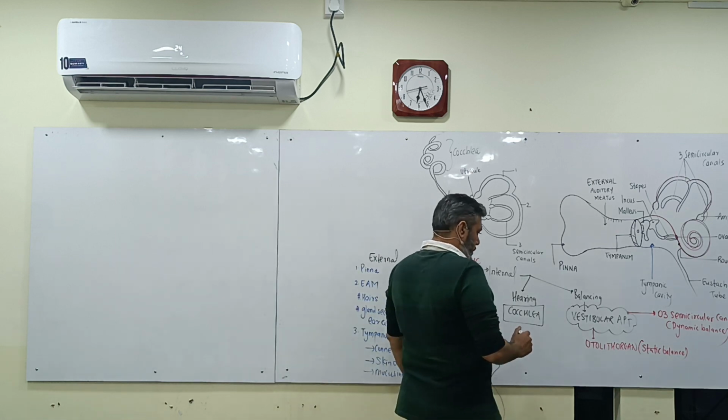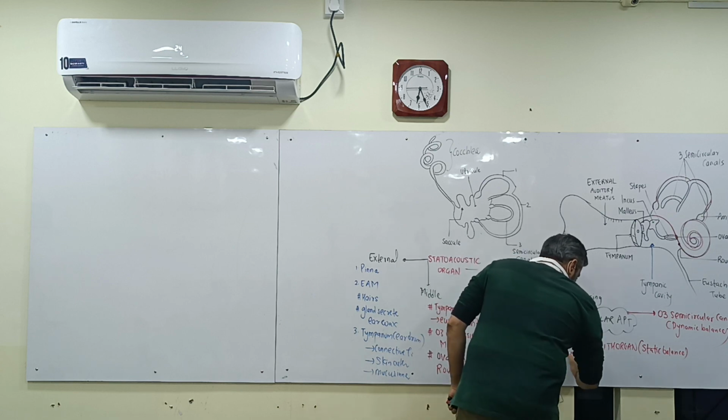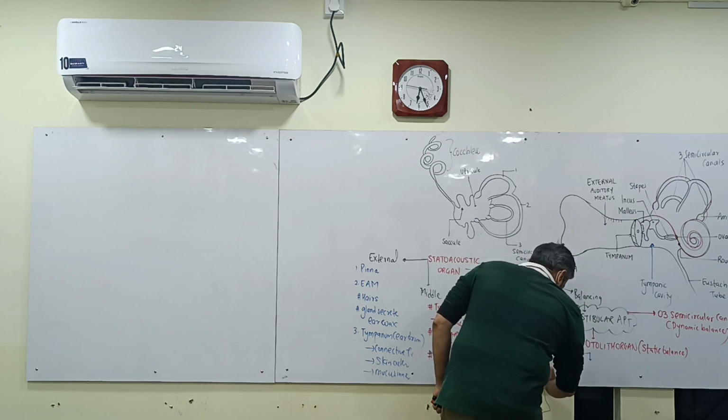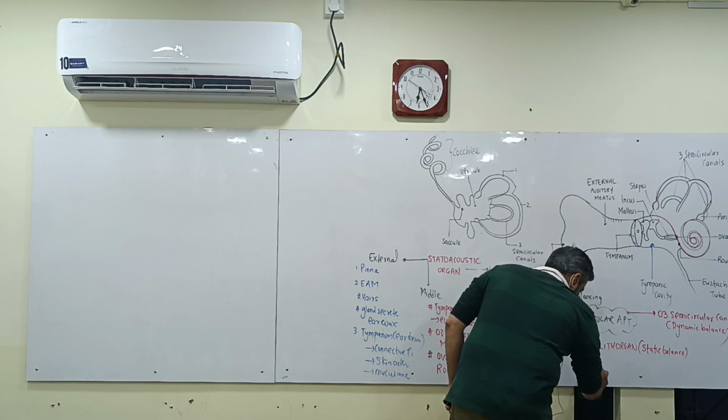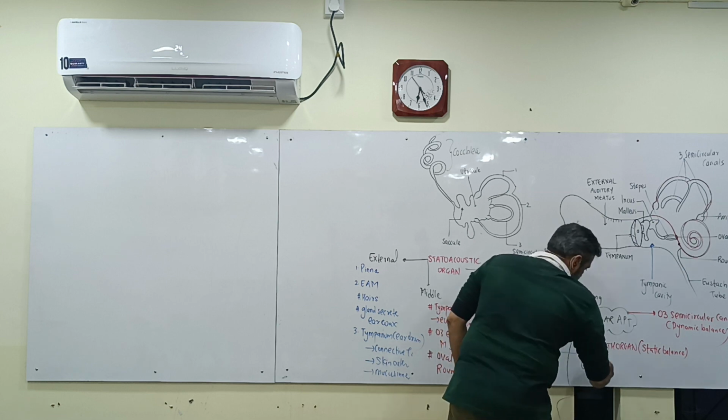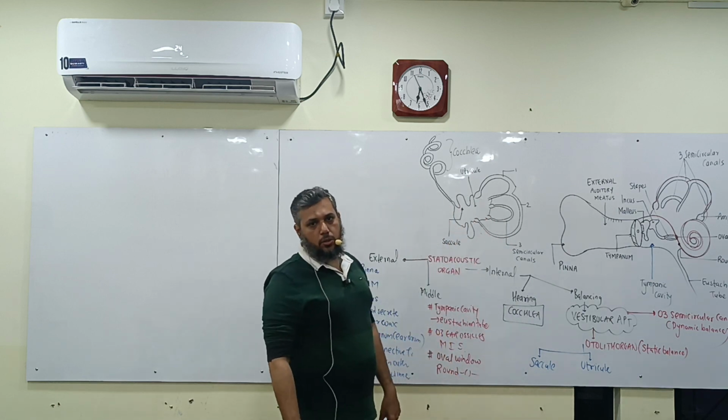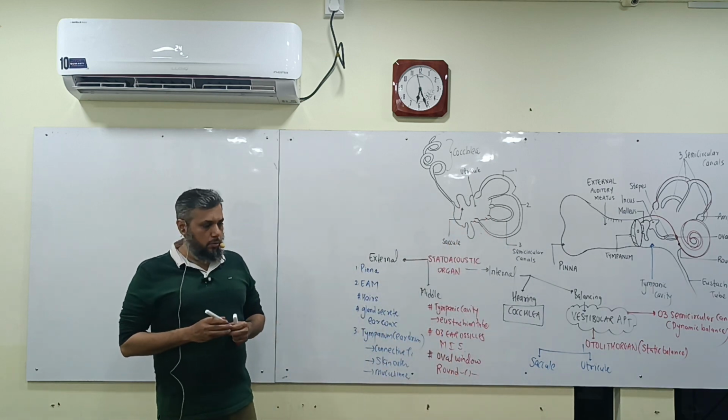And the otolith organ consists of two parts. That is the saccule and what? The utricule. These are all new names, so you need to learn them with me right now.